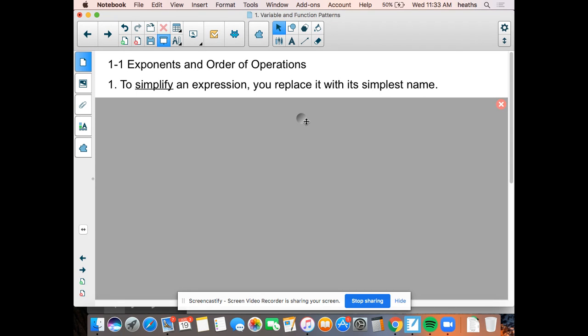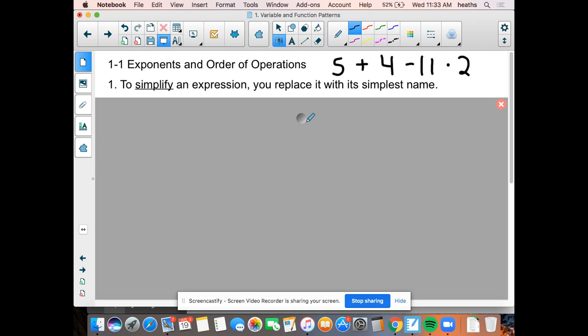So first, to simplify an expression, you replace it with its simplest name. What I mean by that is if you had a problem that was, let's say, 5 plus 4 minus 11 times 2, that is 4 different numbers, right? But what we can do is actually work that expression out and bring those 4 numbers down to 1 number.